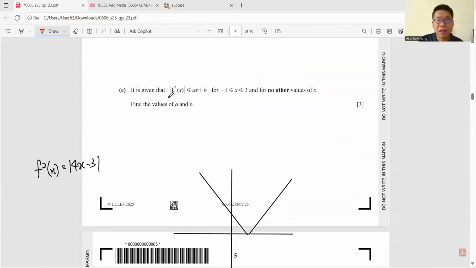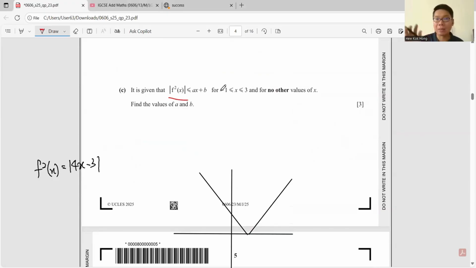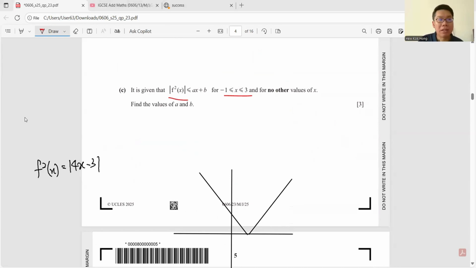Next question is given that this expression, which is here, is lesser than ax plus b, which means a straight line, for this and for no other value of x. So it would display something like this. It's a straight line. So this straight line will cut through minus 1 and 3. In this region, your f squared function would be below this straight line.